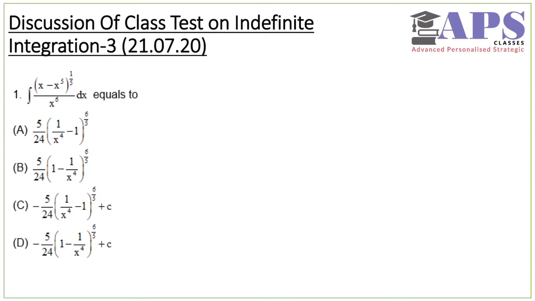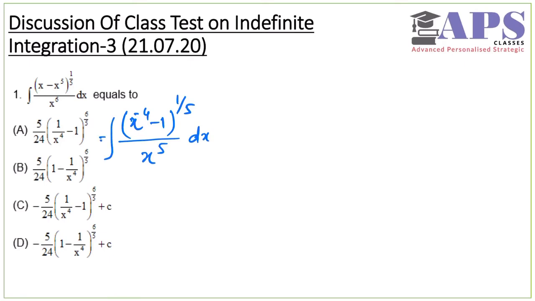In question number 1, we can take x to the power 5 common from the numerator. So I will get x to the power 5 common from there, and it will come as x to the power minus 4 minus 1 whole to the power 1 by 5, and in the denominator I will get x power 5 after taking x power 5 common from the numerator inside the bracket. So this I have got.